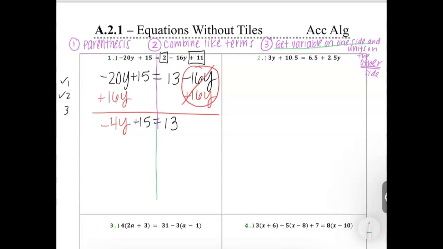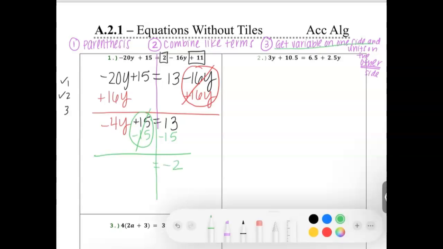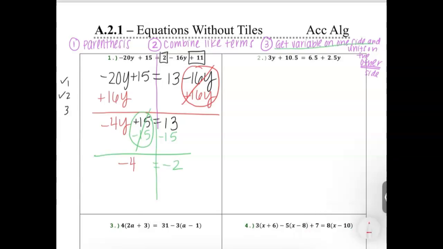So the way we have it, we want to get this 15 moved over there. Well, the way we move the 15 is if we have 15 positives, we're going to put 15 negatives to zero it out. If we do that to one side, we have to do it to the other. And so on this right side of the mat, we are left with negative 2. And on the left side, we still have our negative 4y.